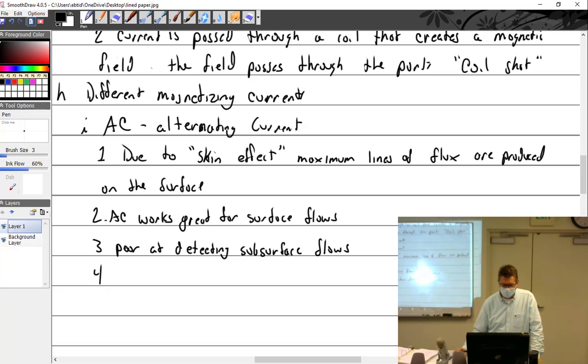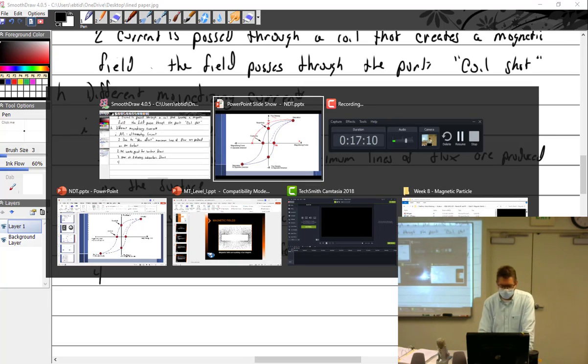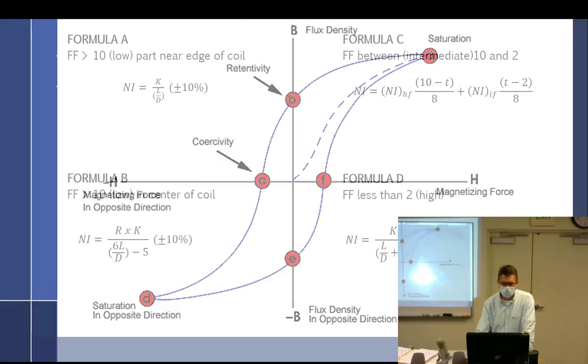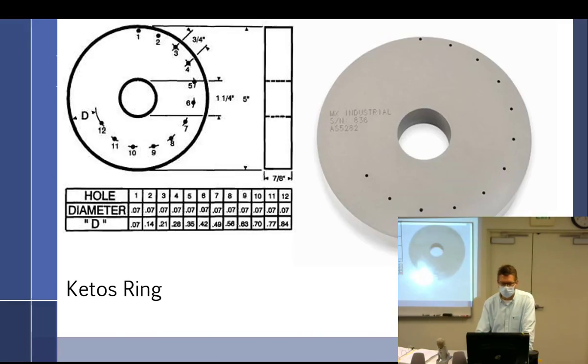Okay, remember what the Ketos ring is? Yeah. I don't trust you. Big round thing with the holes in it. Big round thing with the holes in it. That's a technical term. There we go. Big old thing with the holes in it. And so you can see that there is no surface flaw on here. Number 1 is at 0.7 of an inch depth. But it's not a surface flaw.